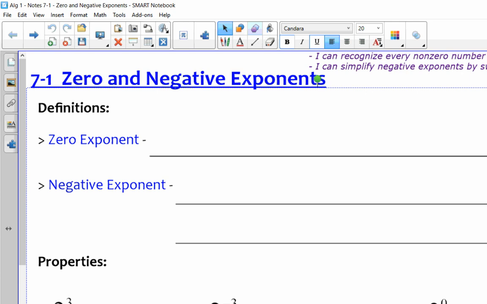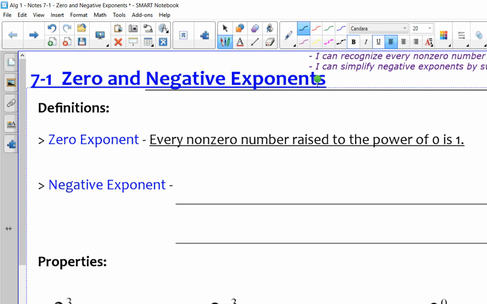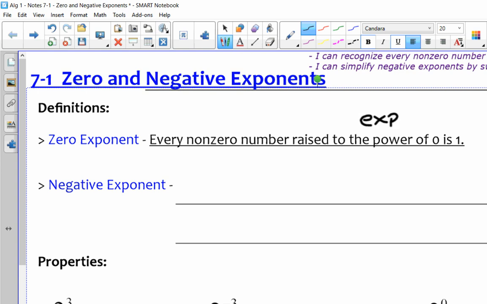Okay, so this first one is zero exponent. Every non-zero number raised to the power of 0 is 1. And so when you see this word power, I want you to also think of the word exponent. They're kind of interchangeable. And what we do is we take a number and we can raise it by different powers or different values of an exponent.